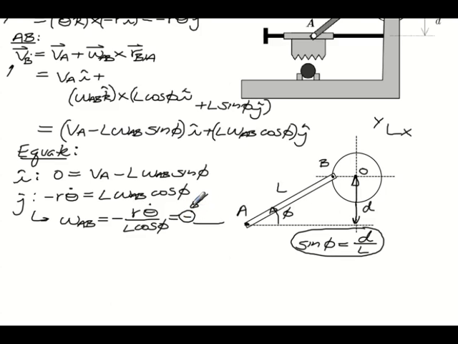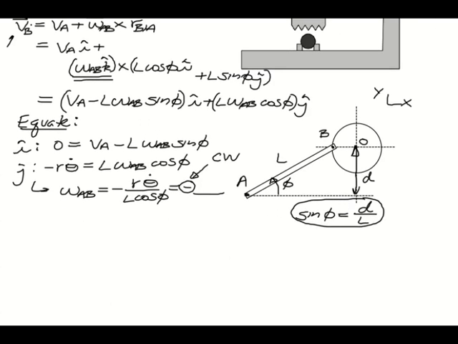The negative sign simply means that I originally assumed plus, originally assumed counterclockwise. I was wrong. The negative sign means that it's in the clockwise sense. So that gives me omega AB, a number. Now what I'm going to do is do the acceleration analysis.